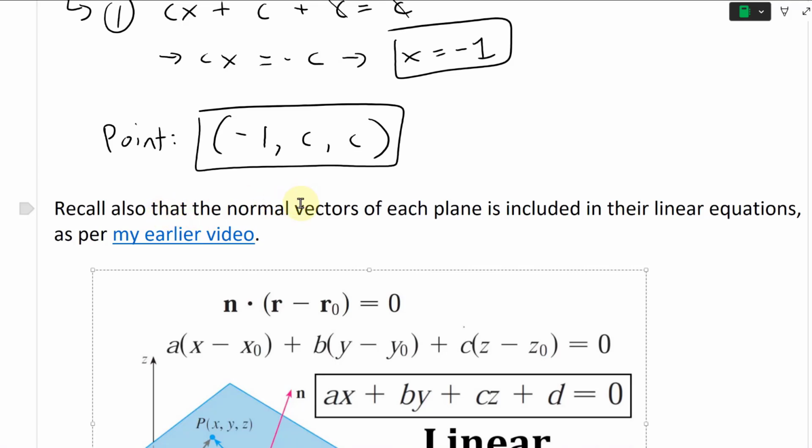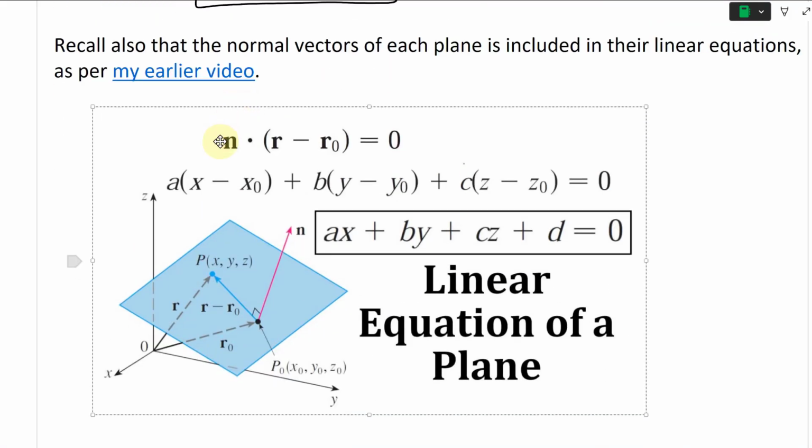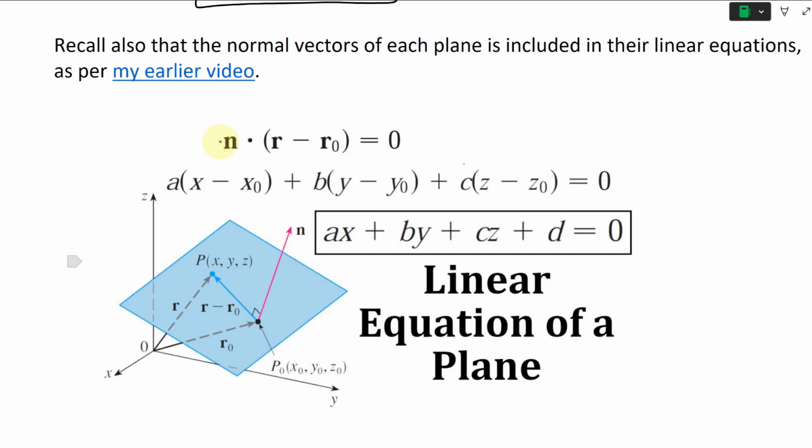Recall also that the normal vector of each plane is included in its linear equation, as per my earlier video, and here's a thumbnail of that video. The equation of the plane is the dot product of a normal vector, perpendicular to the plane, with r minus r naught, where r naught is a point on the plane. Taking two points on the plane and subtracting them gives a vector in the plane. Setting the dot product equal to 0, you get this linear equation when you expand it out.